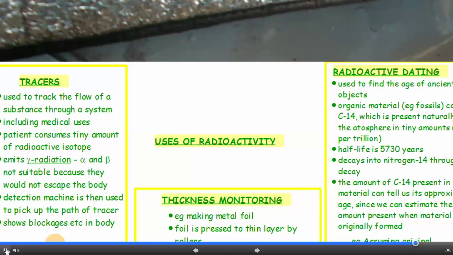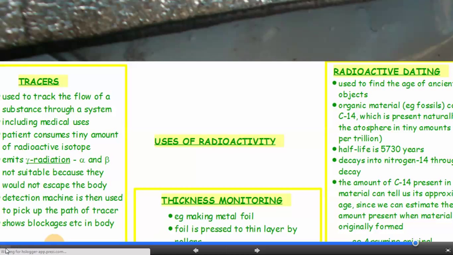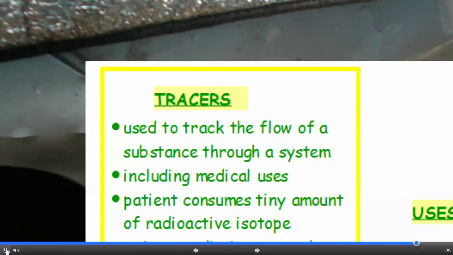Uses of radioactivity. Tracers. Now, these are used to track the flow of a substance through a system, and they've got many applications in science, and medical uses is one of them.